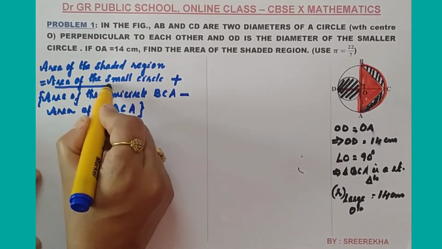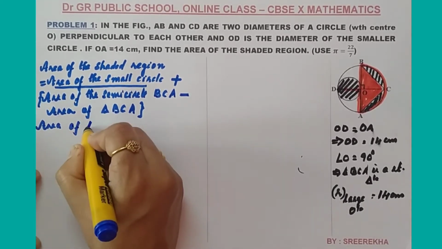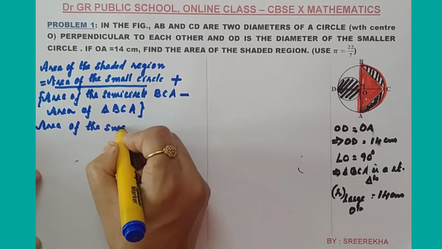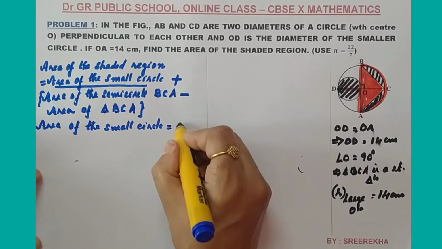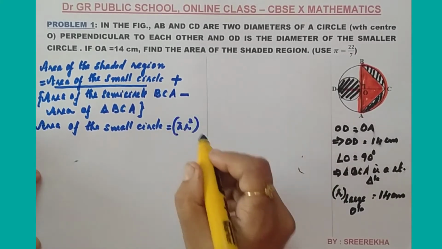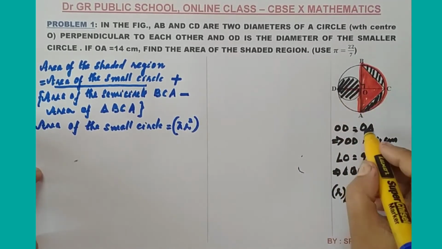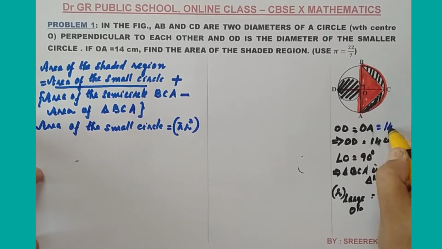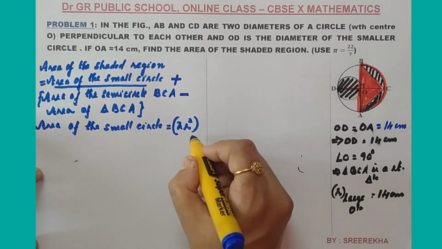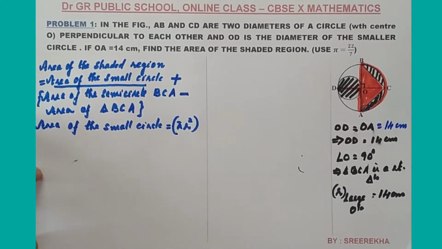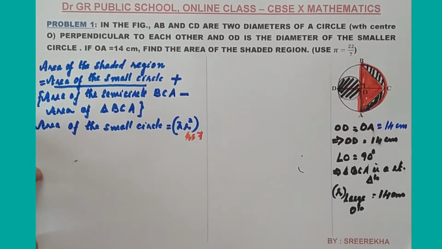At first I am going to find the area of the small circle. What is the formula to find the area of a circle? Pi r square. For the small circle, the diameter OD is given as 14 centimeter. Radius is half of the diameter, which is 7. So r equals 7 centimeter.